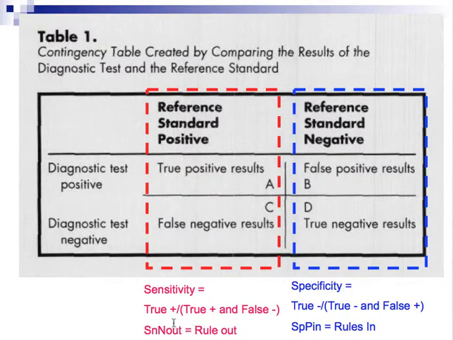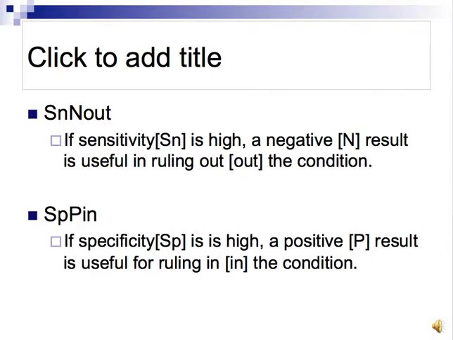A high sensitivity means that the test is good at ruling out a disease, and the opposite is true of specificity. So here we are looking at the false positive rate. So as the false positive rate goes down and specificity increases, that means that the test is good at ruling in the disease. And here these rules are stated explicitly, as you can read.